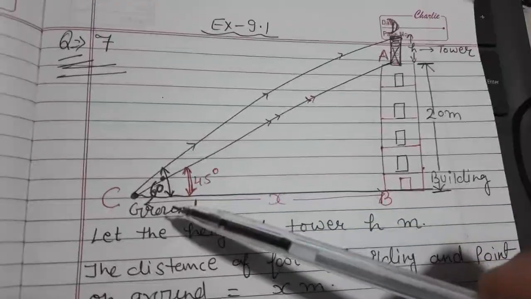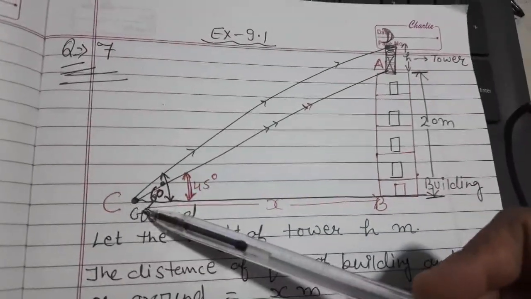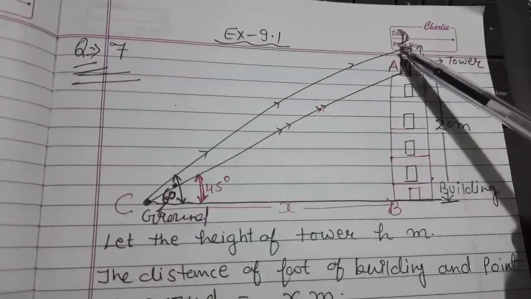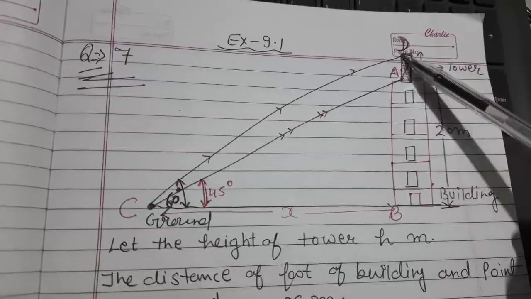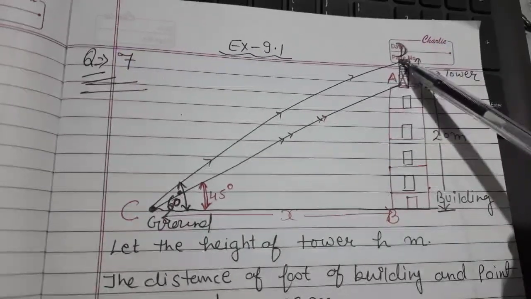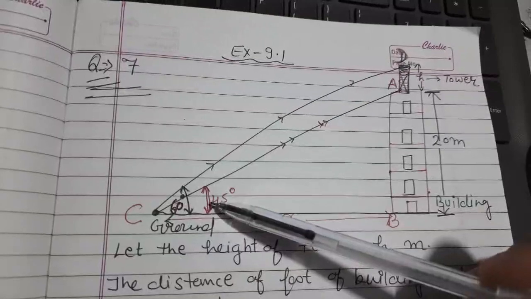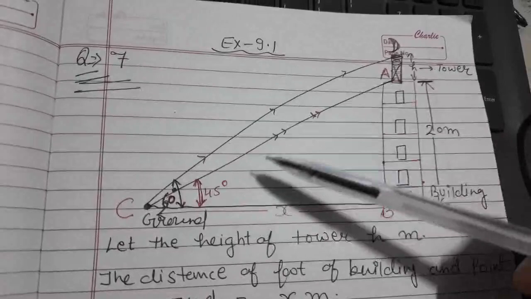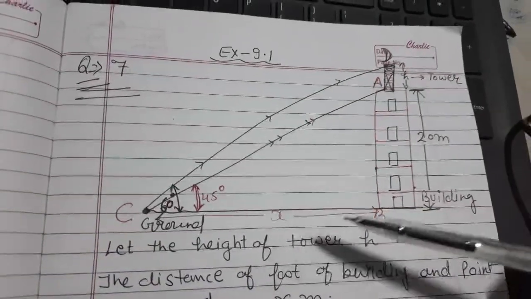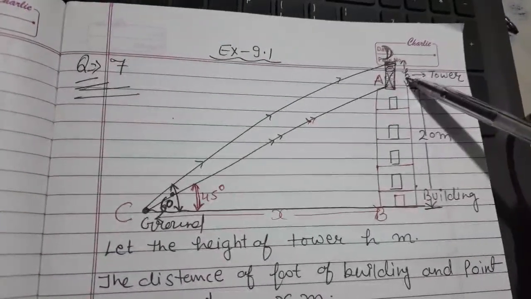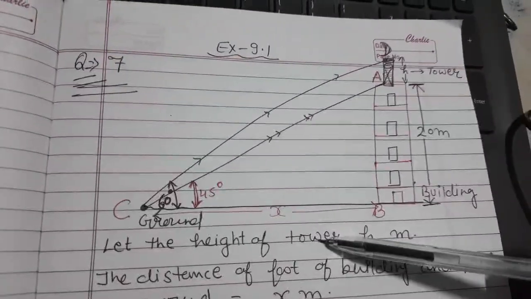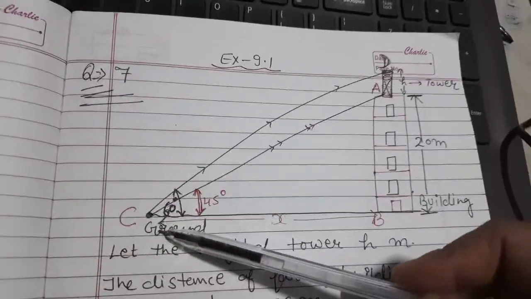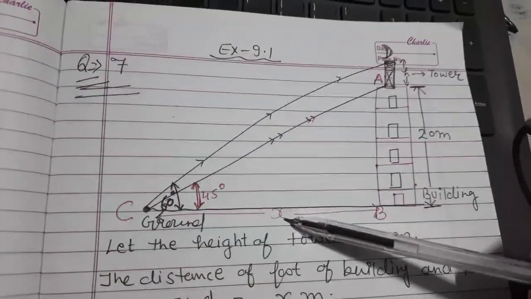Okay, so now this is the ground, and there is a point on the ground. The angle of elevation of the top, at top means D point, is 60 degree, and the angle of elevation of the bottom, that is at A point, is 45 degree. Okay, now we are considering the height of the transmission tower is h and the distance between the foot of the building and the point is x meter.